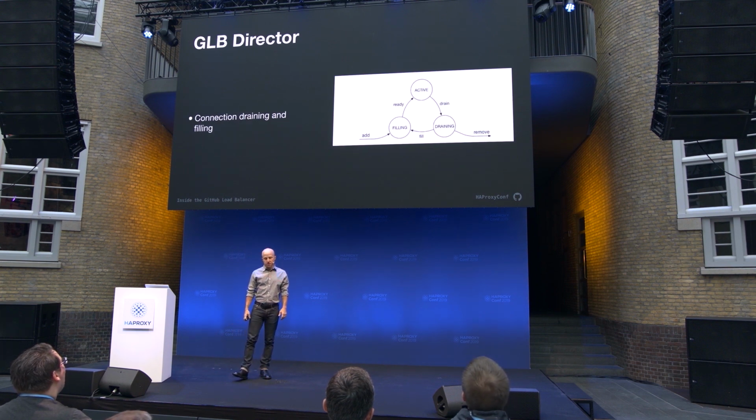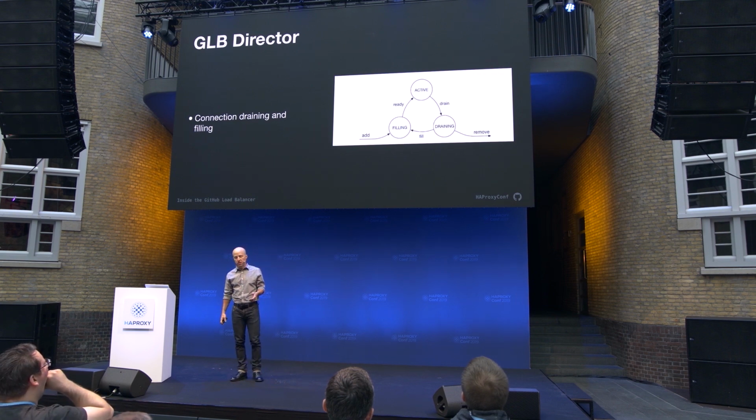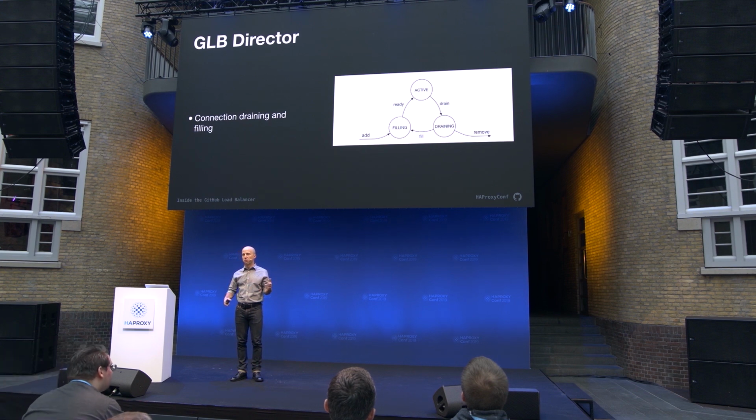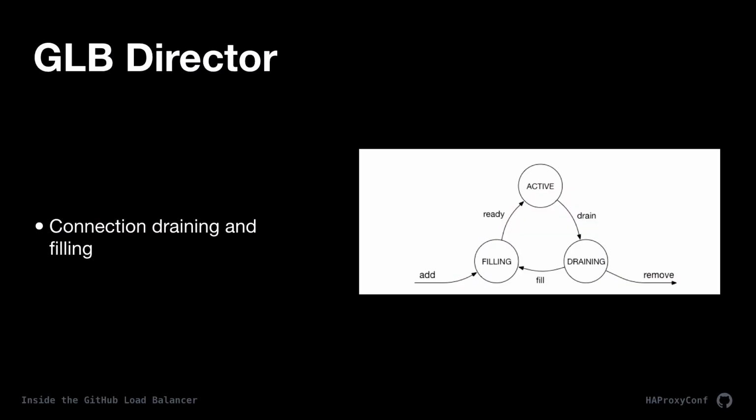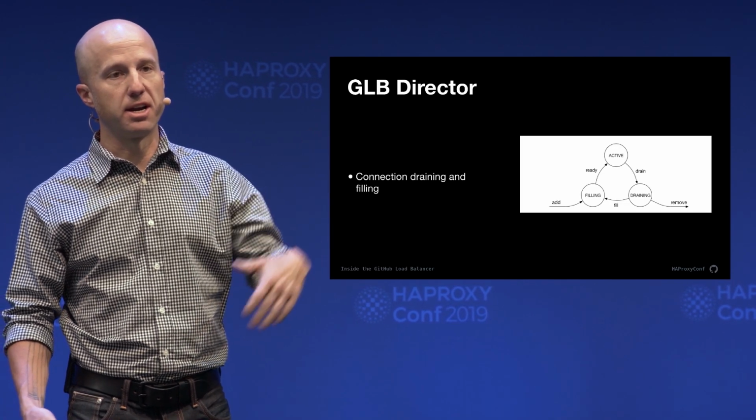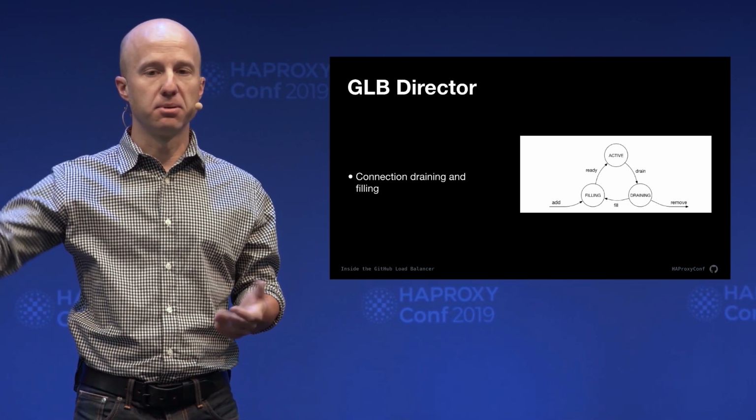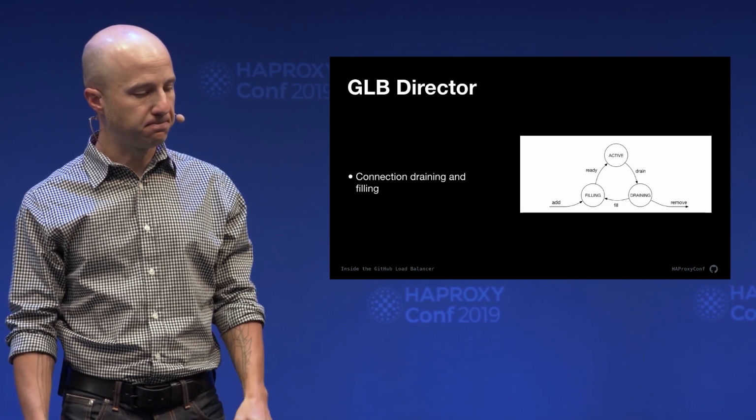The hash table is also a means of coordinating maintenance for the proxy hosts. We have a state machine inside the director that we process each proxy host through, and there's an example of it here on the slide. This allows us to pull proxy hosts in and out of production and be able to drain hosts and then fill them back up without breaking those connections.